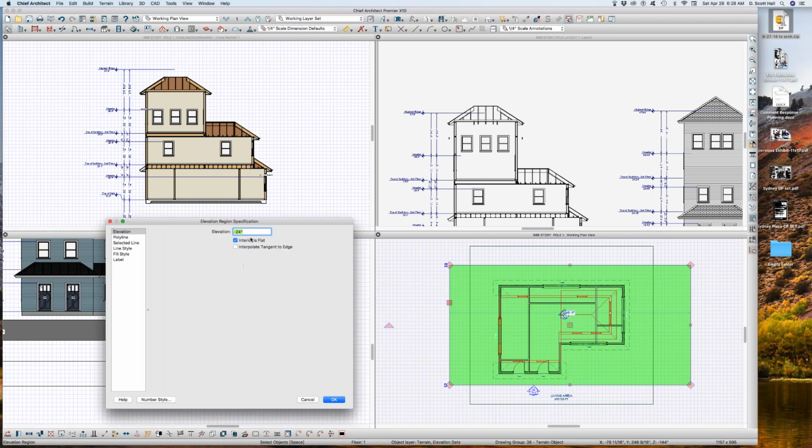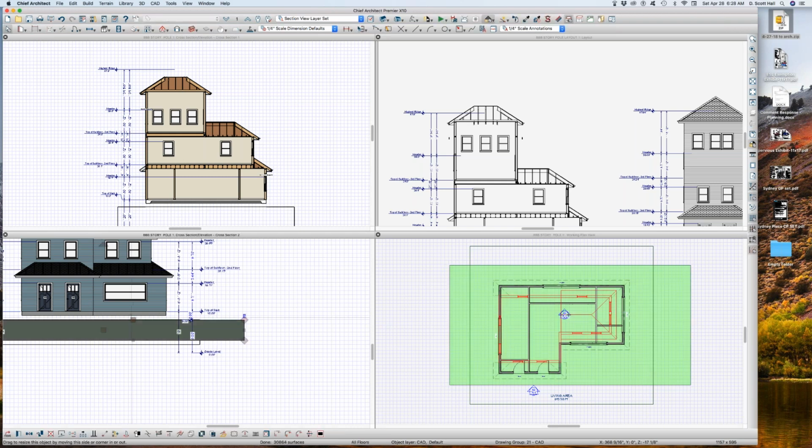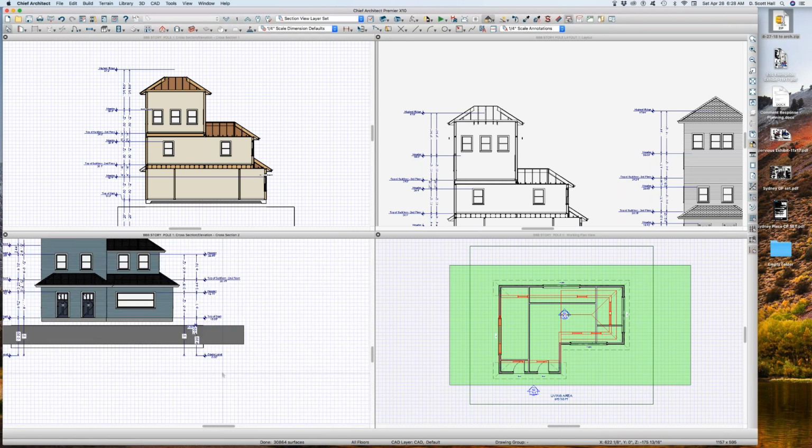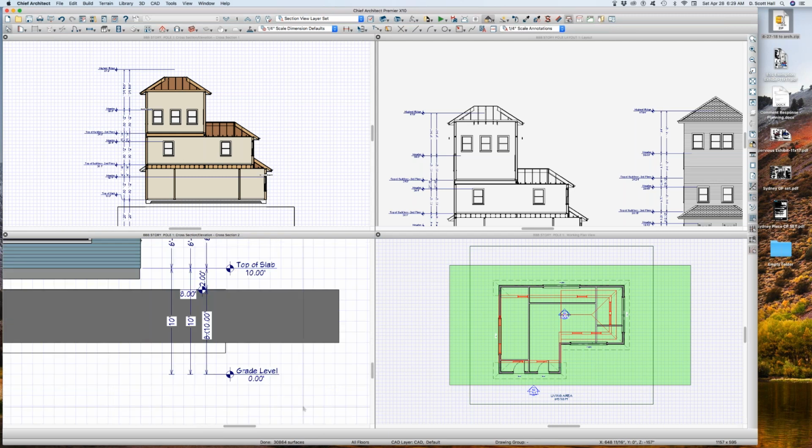Now I want to raise the terrain up to 8 foot. This is a terrain region, okay? So now I've got the terrain region, which is actually the terrain, up to 2 foot, which is where I want it. And now let's see, MS. Grade level is still at 0.